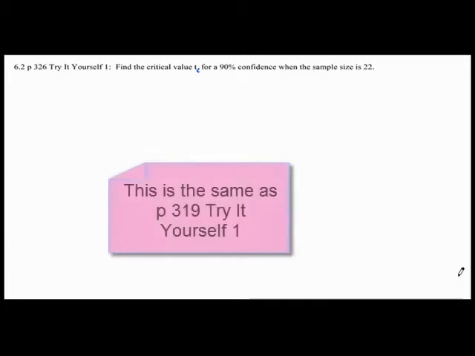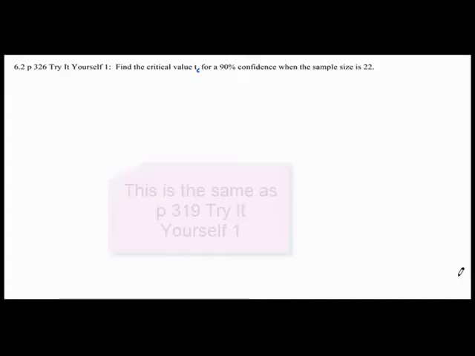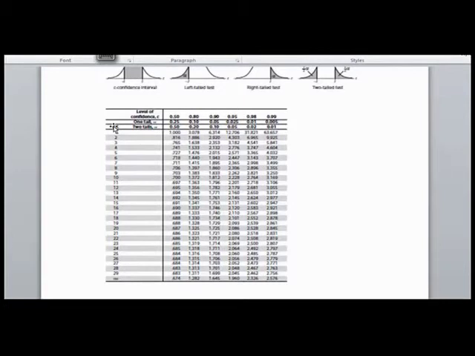Section 6.2, page 326, try it yourself 1. We're trying to find the critical values now. The critical value is the t sub c for a 90% confidence interval when the sample size is 22. All we need to do here is find our degrees of freedom, because if you look at your table, you need the degrees of freedom. Degrees of freedom is going to be n minus 1.